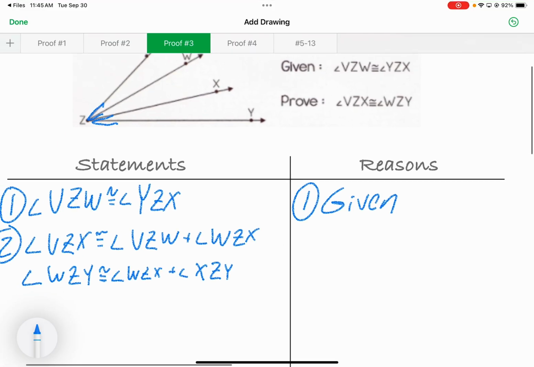Makes sense. What's my reason? Angle addition postulate.